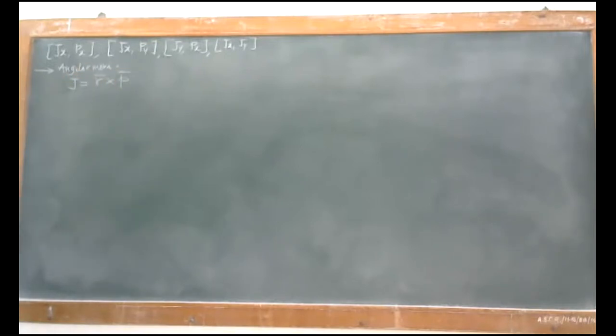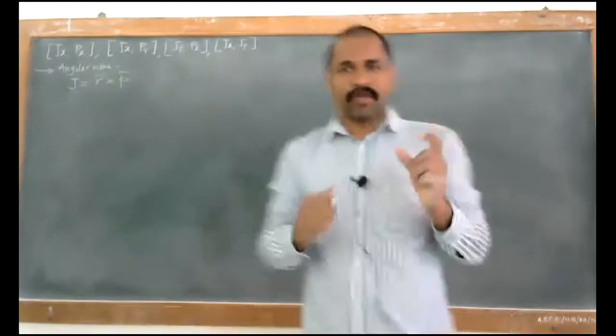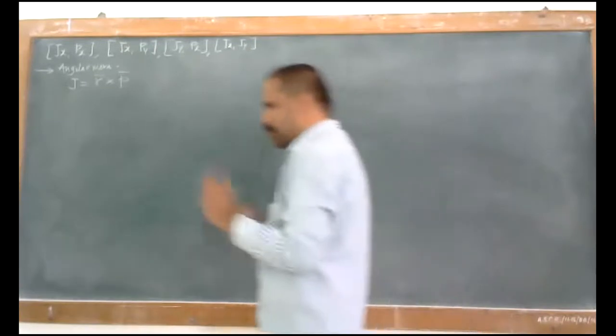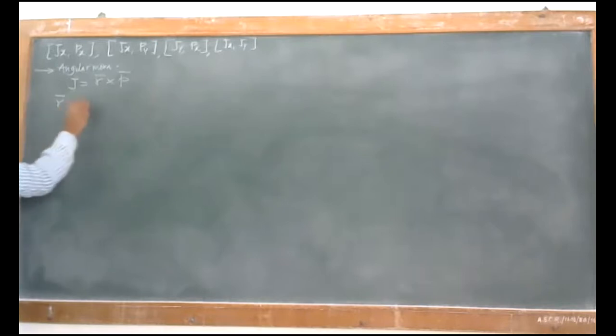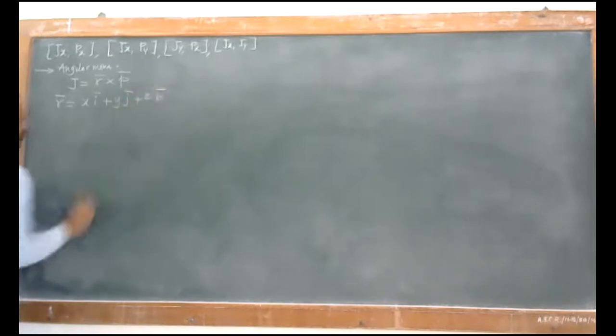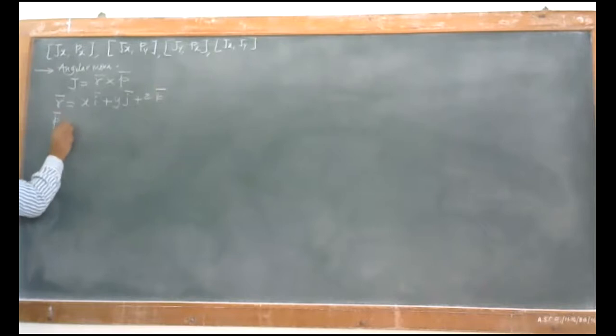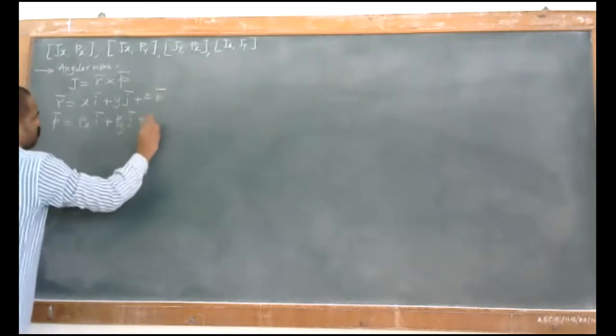What do we want? What is the condition? Here R is the position vector and P is the linear momentum, so you must know both values. The position vector is given in vector notation as R equals xi plus yj plus zk in three dimensions. The momentum is nothing but pxi plus pyj plus pzk.